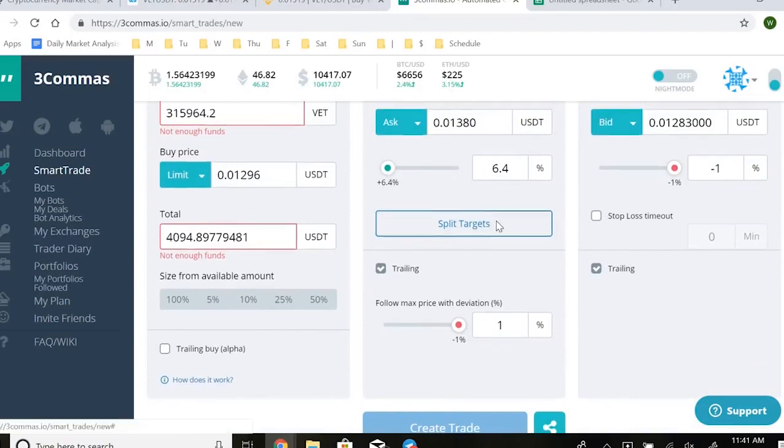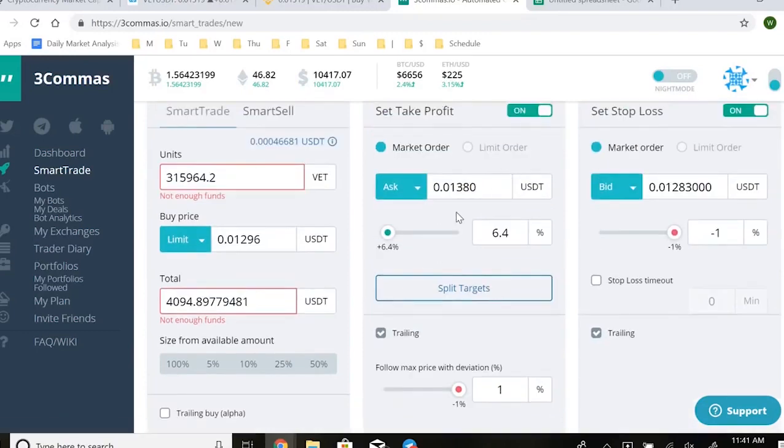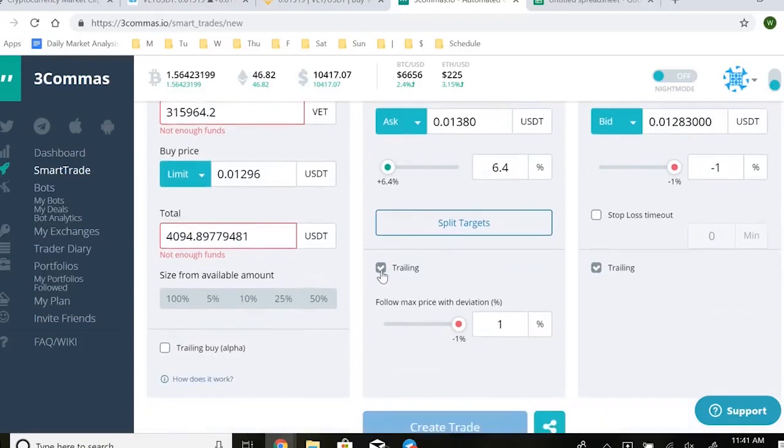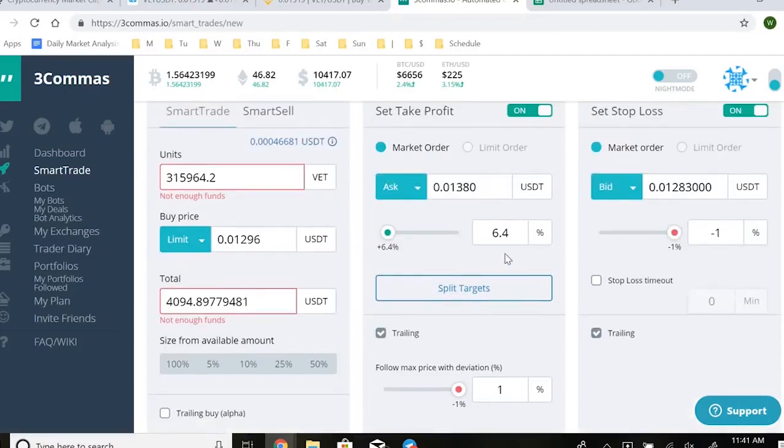So now that we did that, there's one other thing that I wanted to do, which is actually check off the trailing box and then follow max price with deviation minus 1%. Now what this actually does is as the price of the asset continues to rise, it will actually trail your order to sell to take profit. So what that means is I set my limit order to sell at 1380 at a 6.4% profit.